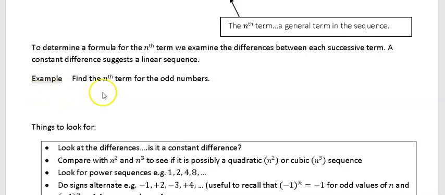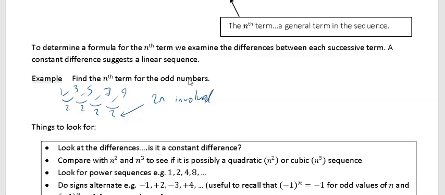Let's look at a wee example. It says, find the nth term of the odd numbers. So we write out a few of the odd numbers and see what we can find. Your first odd number is just going to be 1, and then we've got 3, 5, 7, 9. The common difference: from 1 to 3 you add on 2, from 3 to 5 you add on 2, from 5 to 7 you add on 2, from 7 to 9 you add on 2. So this tells you that there is a 2n involved.